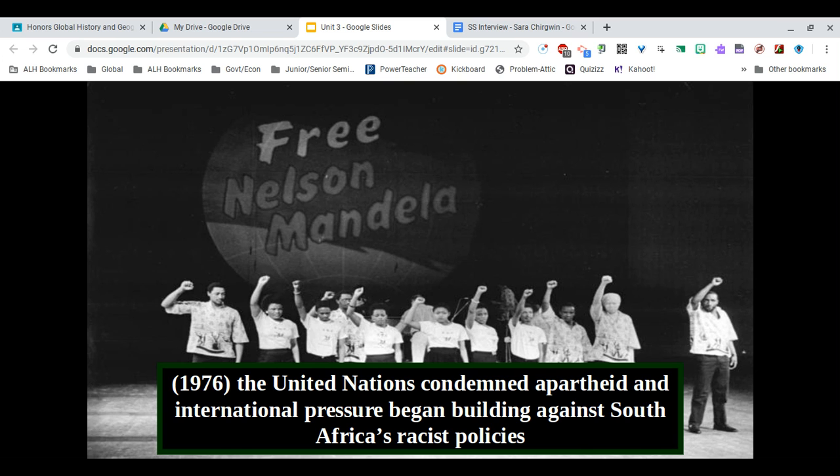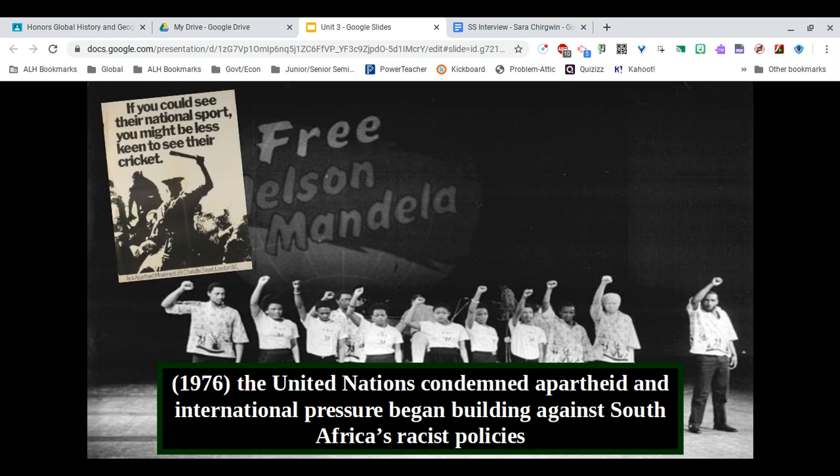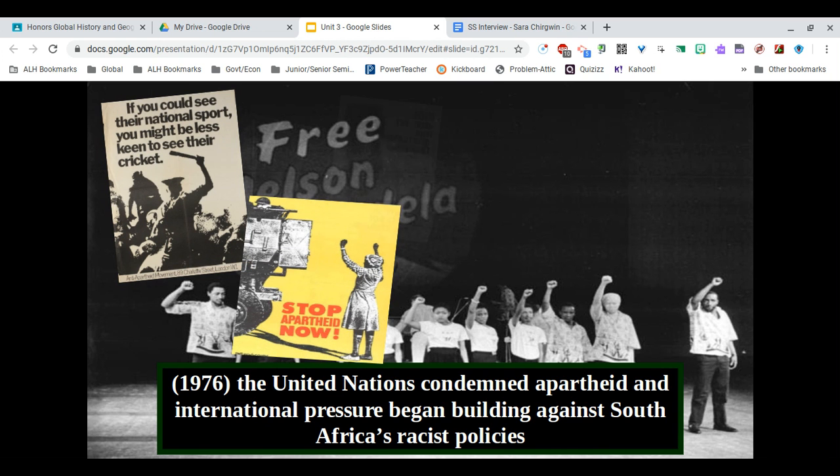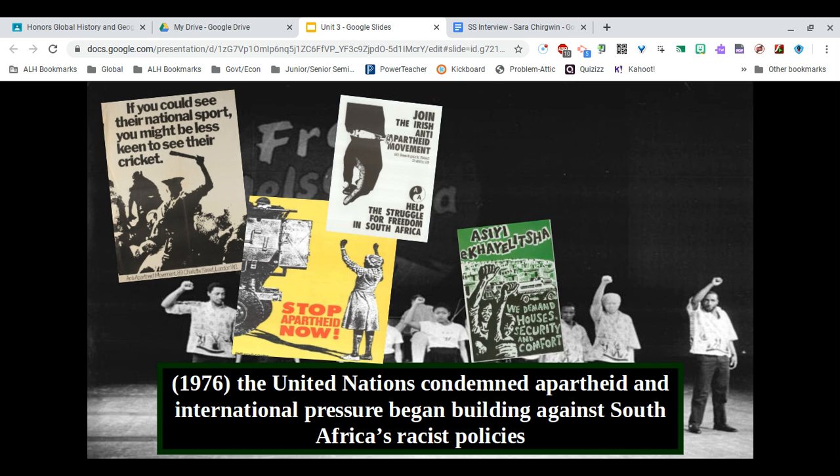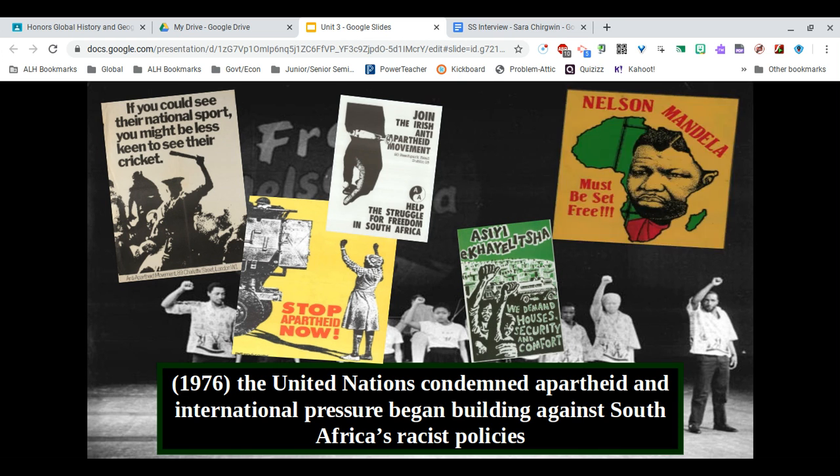And they began economic sanctions where they wouldn't let them trade. South Africa was not allowed to participate in one of these sets of Olympics because they wouldn't let Black players in, and because of what they were doing in their country. And as you can see, there were tons of posters out there across the entire world advocating for the end of the apartheid system.